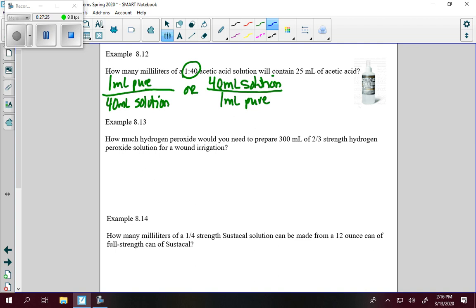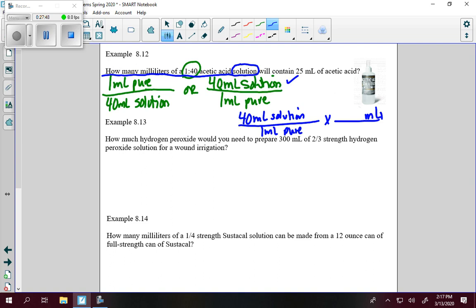The second thing says to underline until you get to the pure drug, which is acetic acid, and see if the word solution follows it. And in this case, it does. So I'm going to start with the solution on top. So I have 40 milliliter solution over 1 milliliter pure drug times it by milliliters pure drug over 1.